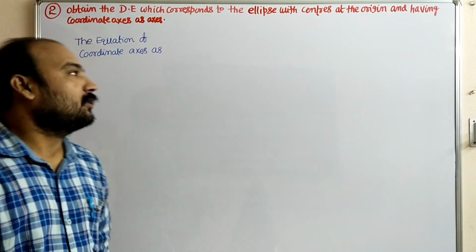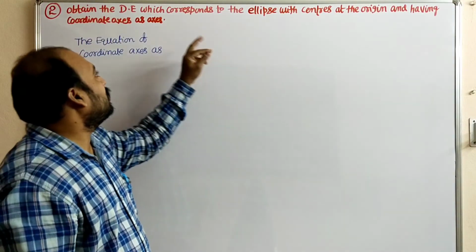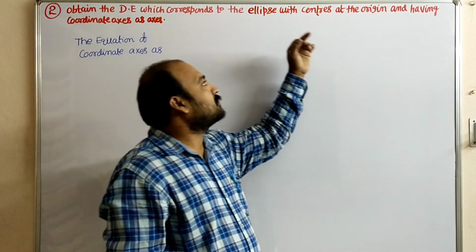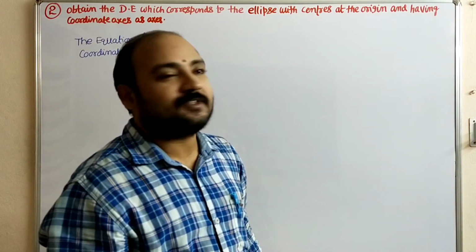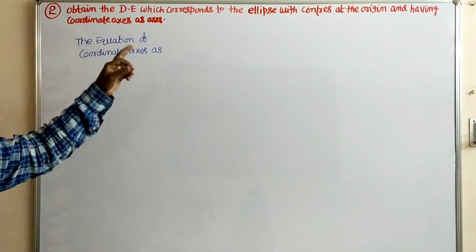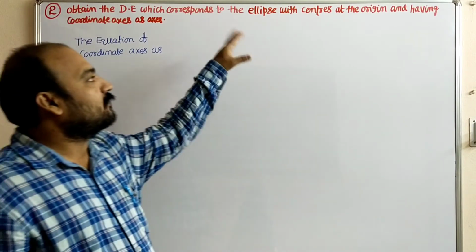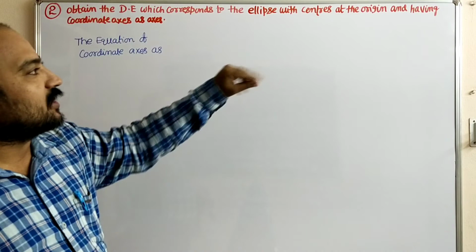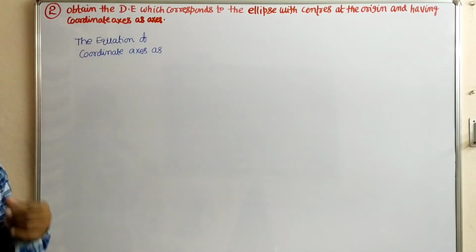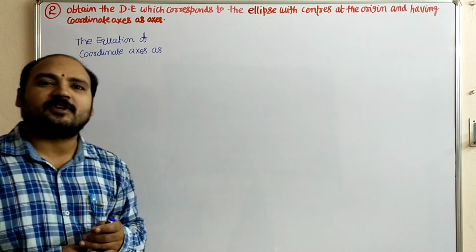The next question. Obtain the differential equation corresponding to the ellipse with center at the origin and having the coordinate axes as axes. First you have to write the family of equations of the ellipse whose center is at the origin and having the coordinate axes as axes. That means the standard equation of an ellipse.